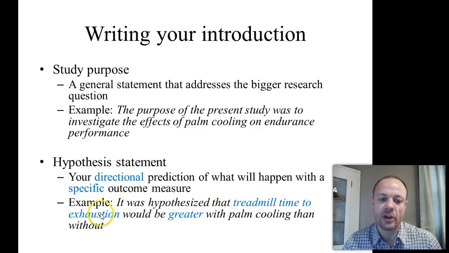And notice what I have in blue text. Treadmill time to exhaustion is a very specific outcome measure. And we didn't say that it would be different with palm cooling. It had to be directional. So we chose a directional term, greater. Greater than, less than would be directional terminology. Different than is ambiguous. It could be greater, it could be lesser. We don't know when you say that something is different. So make sure you use directional terminology in your hypothesis statement.